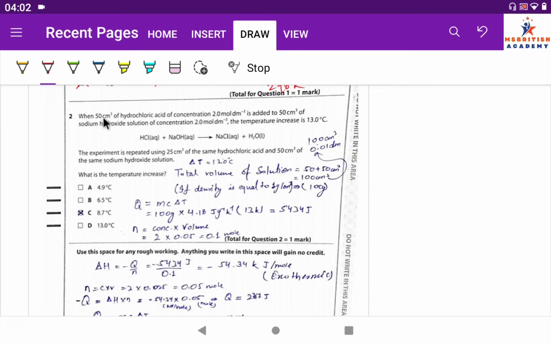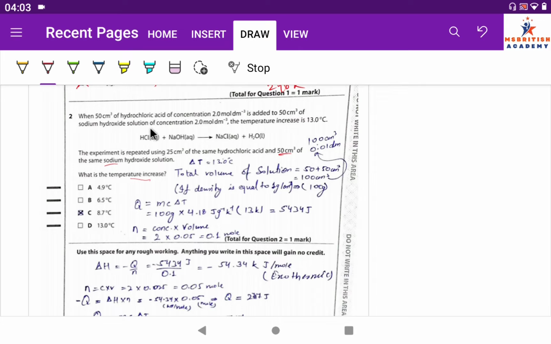when 50 centimeter cube of hydrochloric acid of concentration 2 mole per decimeter cube is added to 50 centimeter cube of sodium hydroxide solution of concentration 2 mole per decimeter cube, the temperature increase is 13 degrees Celsius. The equation is given. The experiment is repeated using 25 centimeter cube of the same hydrochloric acid and 50 centimeter cube of the same sodium hydroxide. Then what is the temperature increase?